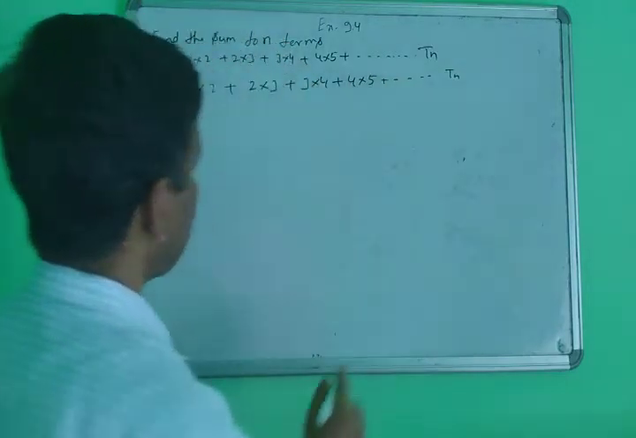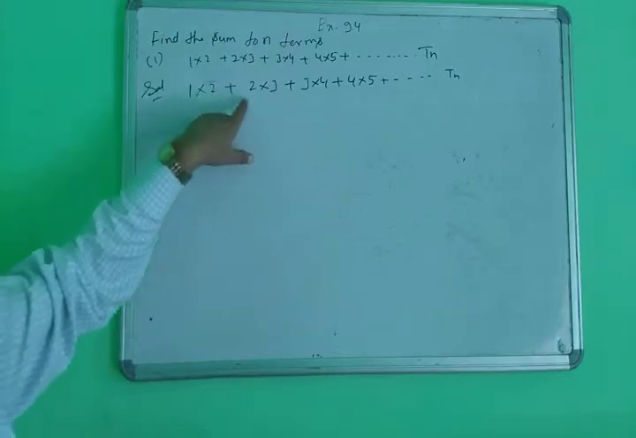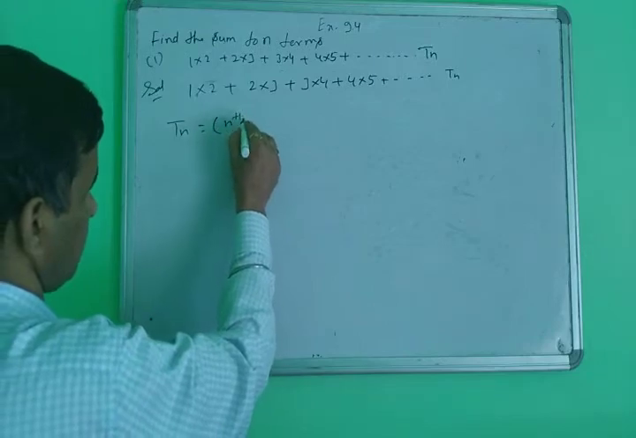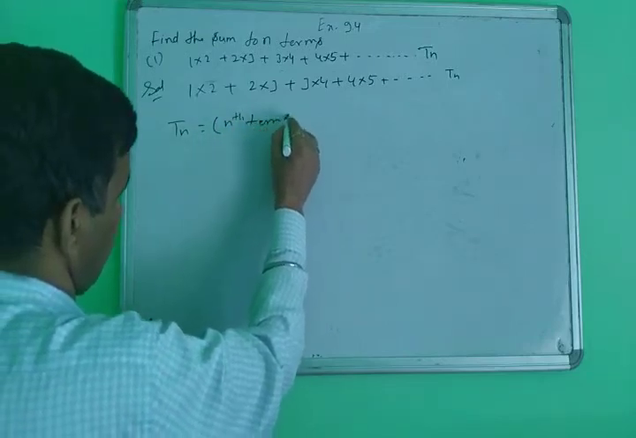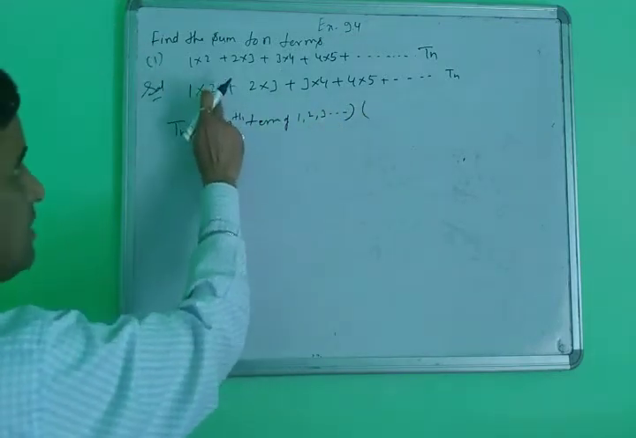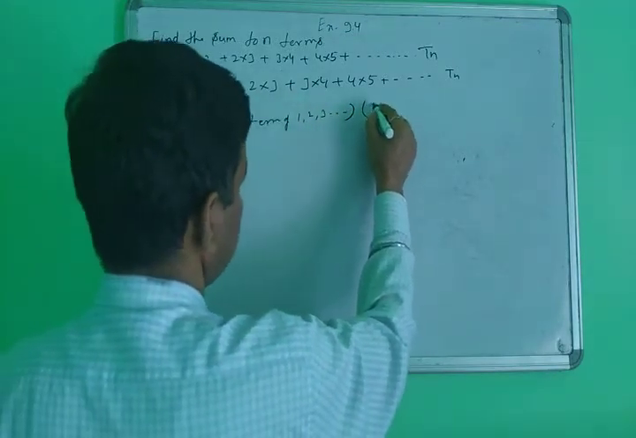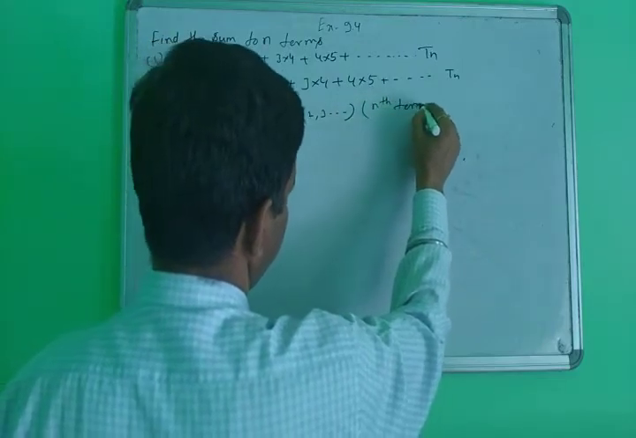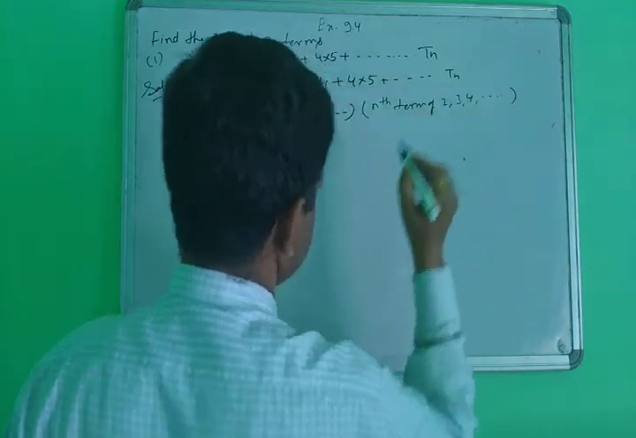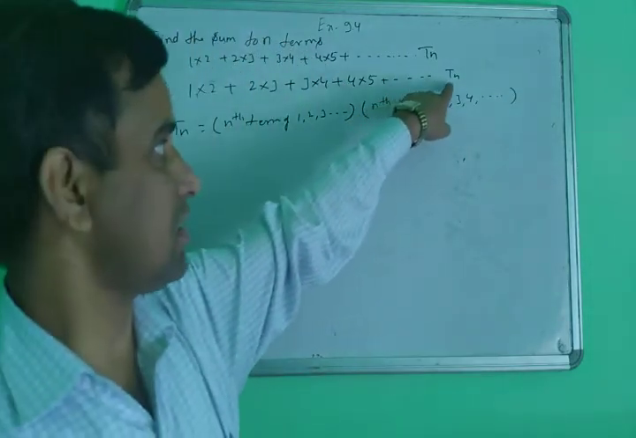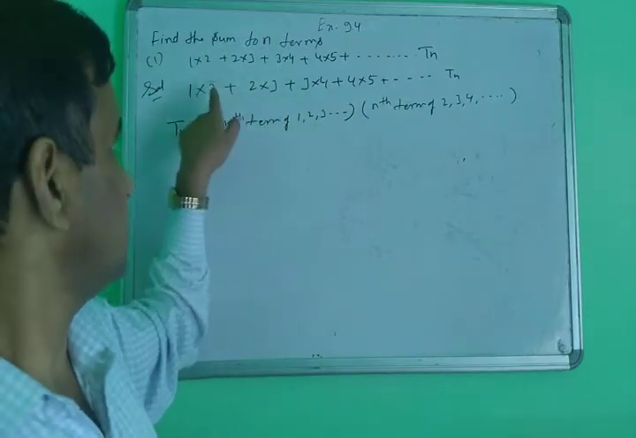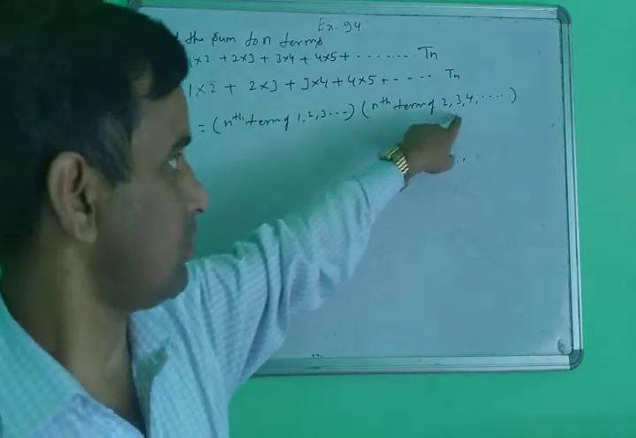So what is the Tn of the first series 1, 2, 3? You will find the nth term of 1, 2, 3 and so on, multiplied by the nth term of 2, 3, 4 and so on, since both are multiplied. So what is the nth term of both these series? The first series is 1, 2, 3, then its nth term. The second starts at 2, 3, then the nth term of 2, 3, 4.